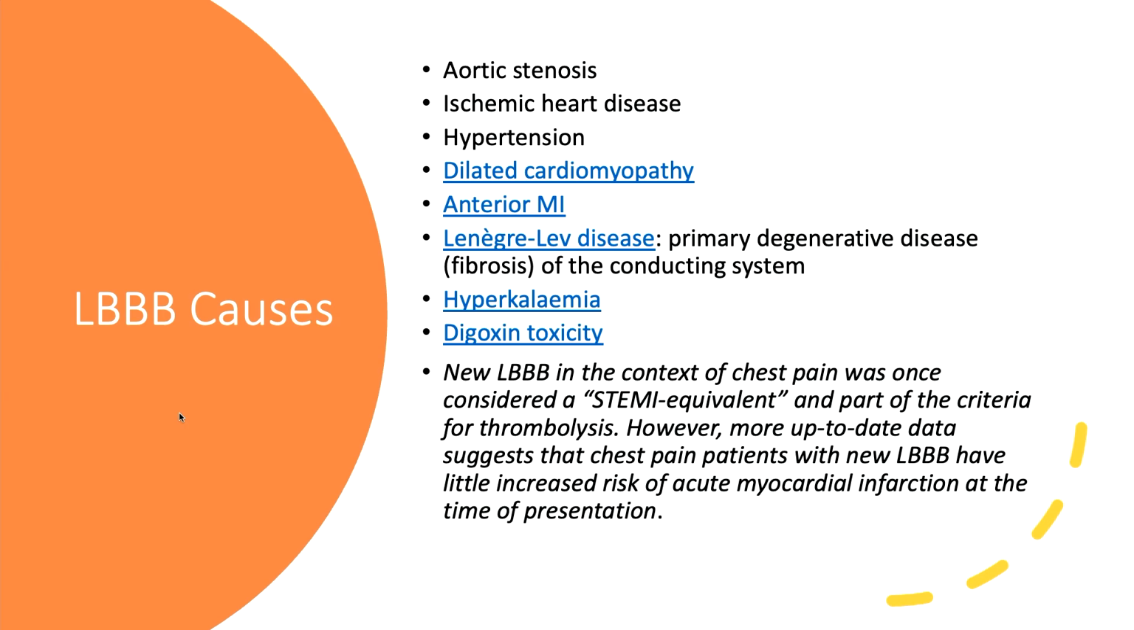So what causes a left bundle? All sorts of things. The big ones for you: hypertension, ischemic heart disease, dilated cardiomyopathy. You can have an anterior MI. Then you have all these other syndromes. Hyperkalemia, call that the great masquerader. That can cause just about anything. And then obviously some dig toxicity. But the differential for a left bundle branch block is pretty big.